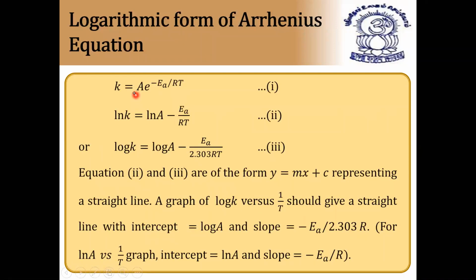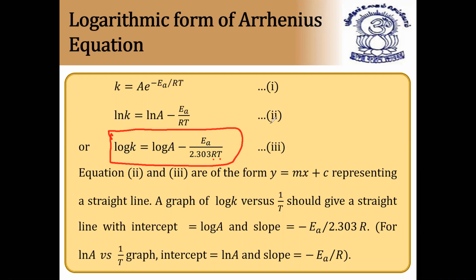Now, the logarithmic form of the Arrhenius equation. K is equal to A into e power minus EA by RT. So ln K equals ln A minus EA by RT. By converting from natural logarithm to log, you have to use this formula. So this formula is important. What is this formula? Log K is equal to log A minus EA by 2.303 RT, where R is called gas constant, T is called temperature in kelvins, A is called Arrhenius factor, and K is called rate constant.